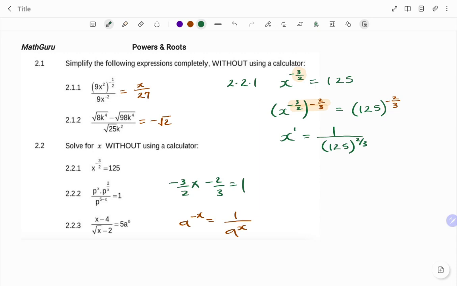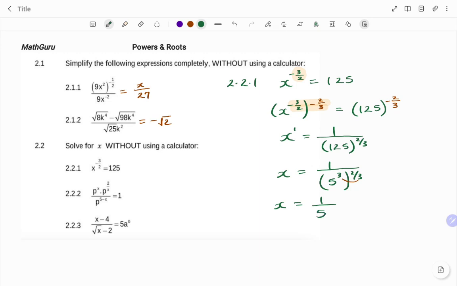125, I'm going to write that in exponential form using my prime factorization. So I have x equals 1 over, this becomes 5 to the power of 3 multiplying 2 over 3. And power to power rule says 3 times 2 over 3, therefore my x equals 1 over 5 squared. 2 over 3 times 3 is 2, which is equal to 1 over 25. So the value of x here will be 1 over 25.